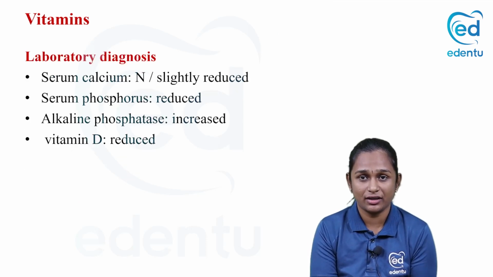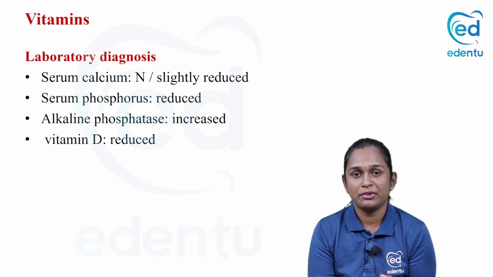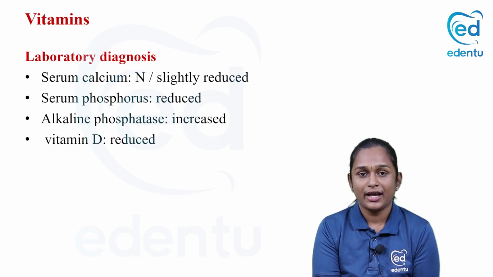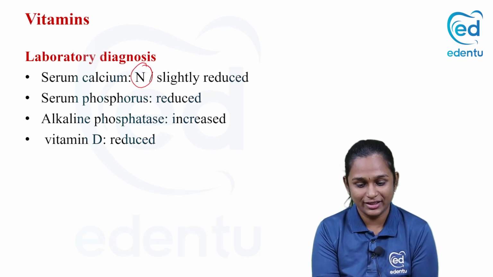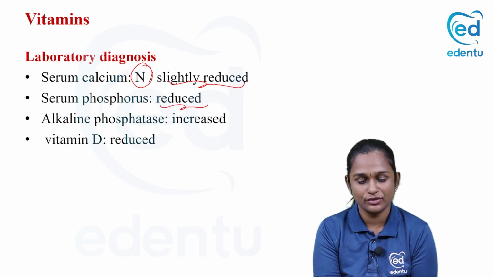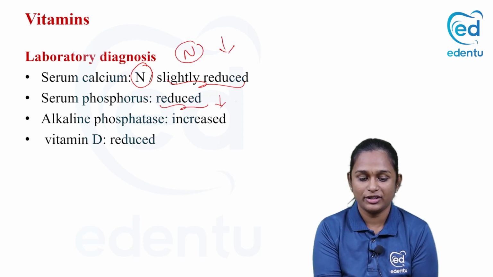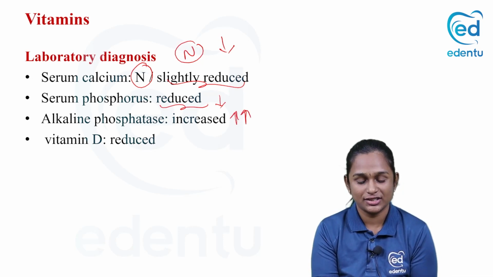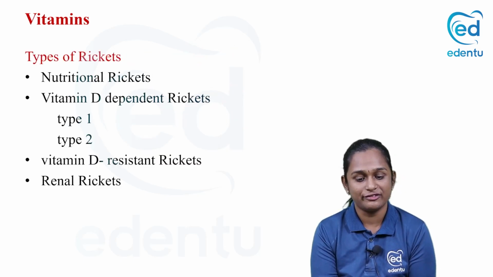So how can we diagnose? Laboratory investigations, because vitamin D has a major role in maintaining the calcium level. If you measure calcium and phosphorus, calcium may be normal or slightly reduced. The serum phosphorus will be reduced, because we saw vitamin D helps in absorbing phosphorus from the small intestine into the circulation. In the bone, alkaline phosphatase activity will be increased. And if you measure vitamin D directly in the circulation, it will be reduced. So these are the laboratory diagnostic findings in vitamin D deficiency.